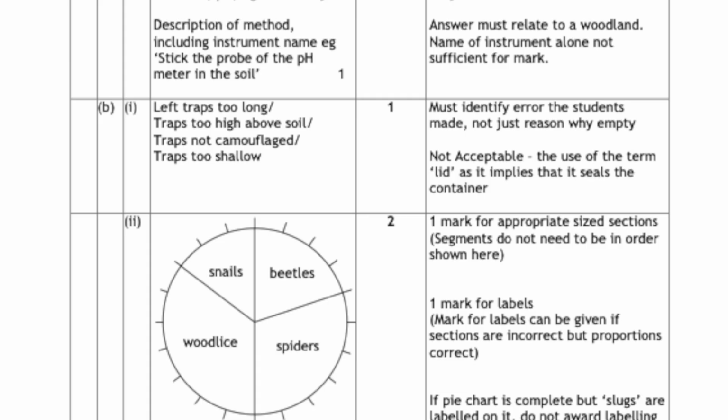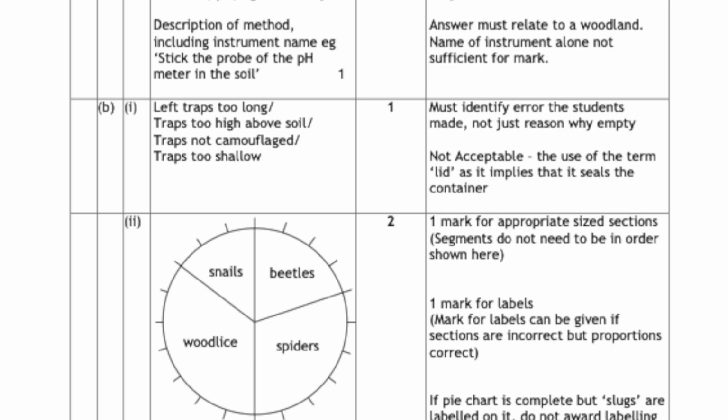And what the marking scheme was looking for is they left the traps too long, or the traps were too high above the soil, or the traps weren't camouflaged, or the traps are too shallow. Any one of those are okay. The additional guidance says you've got to identify the error the students made, not just the reason why they're empty, so you say what they did wrong. And not acceptable was use of the term lid, because a lid seals something and you don't want to seal the trap. You can cover it with a leaf to make sure it doesn't get rain into it and birds can't eat the things, but it's not a lid.